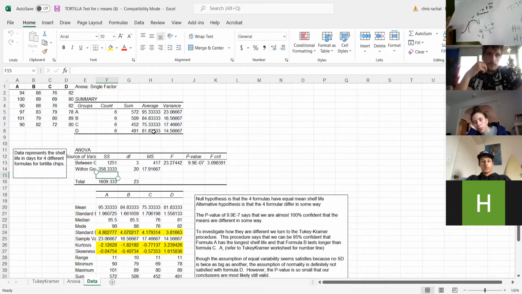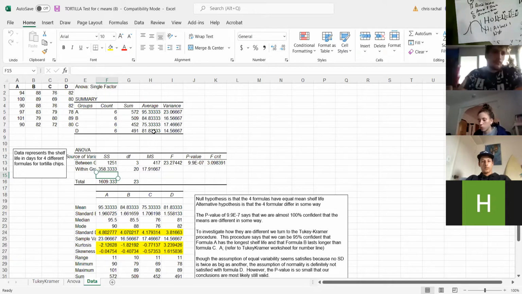Now, the way that we're going, we're using that academic approach. And with that academic approach, values greater than the critical value mean something's different. So the critical value tells you anything higher than this, it's different. And the F is telling you what that value is.